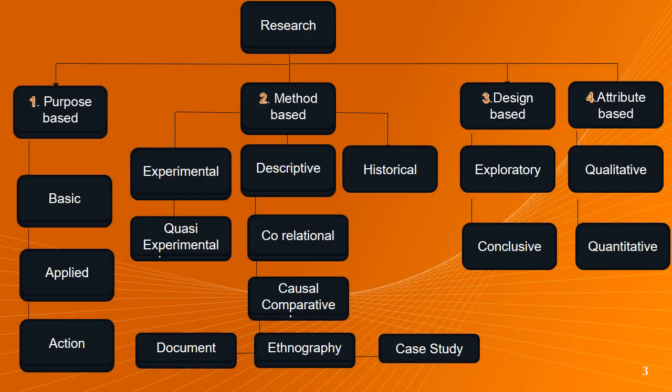Here I have prepared the tree diagram for the classification of the research. Instead of learning all the types of research one by one, I have categorized them on the basis of 4 criteria. That is based on purpose, based on method, third is based on design, and fourth is attribute based. So we will learn all the types of research under these 4 criteria. So first we will see based on purpose.